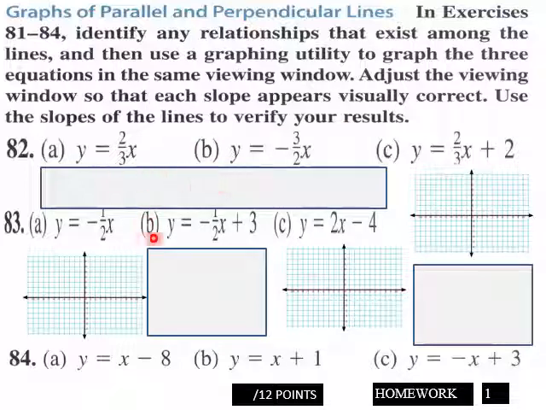So you have explanation boxes here. Adjust the view, use the slopes of the lines to verify. So identify any relationships between these lines for each one of these. Graph them and say, well, they're parallel, well, they're perpendicular, well, they have no relationship like that going on.